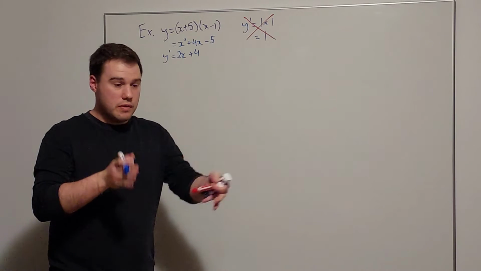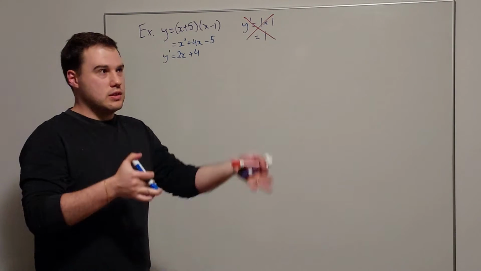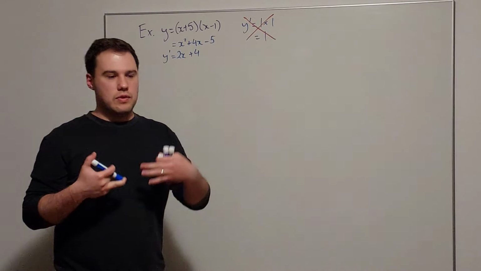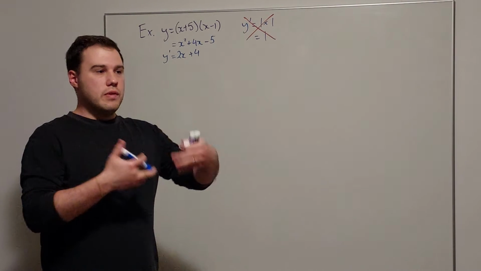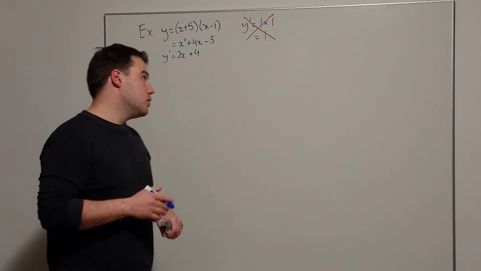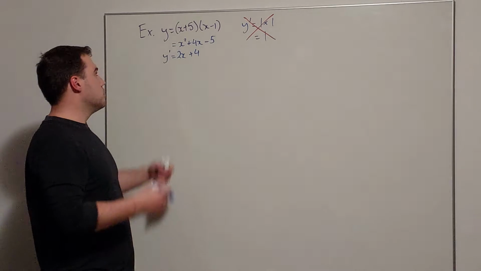So that logic of extending what we knew about the sum or difference of functions doesn't, from this example at least, look like it's going to work. The derivative of a product of functions is not the product of the derivatives. So what actually is the rule?